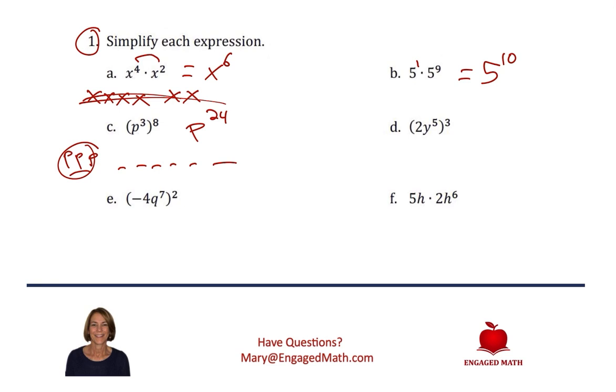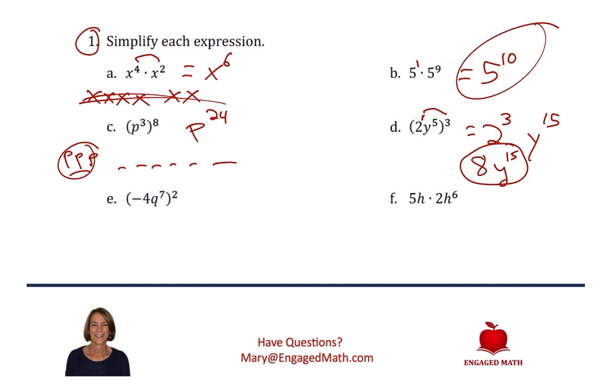Okay, let's look at D. For D, don't forget there's really an exponent of 1 on that too. So we always multiply these exponents when we have this situation where something's being raised to a power, as we saw in the last problem. So in this case, we have 2 to the 1 times 3 power, or 2 to the third, y to the 5 times 3, or y to the 15th. And 2 to the third means 2 times 2 times 2, which is 8. So our final answer is 8y to the 15th.